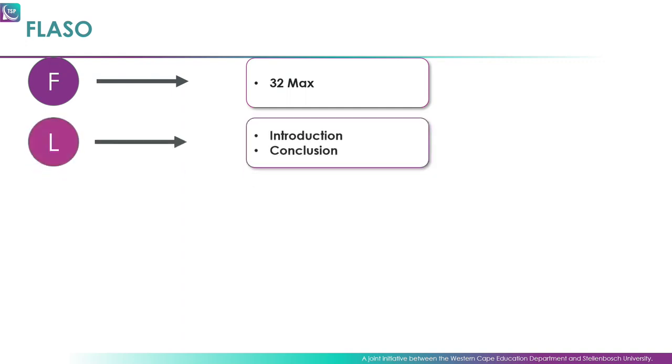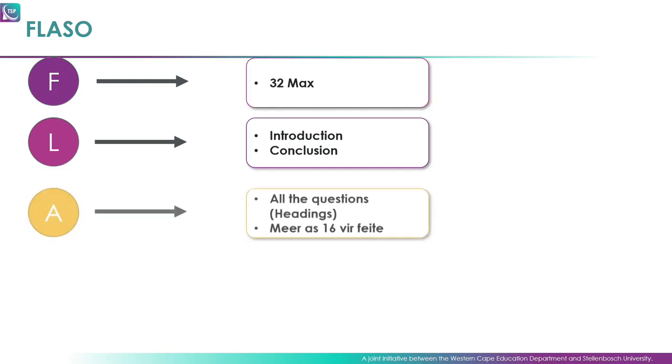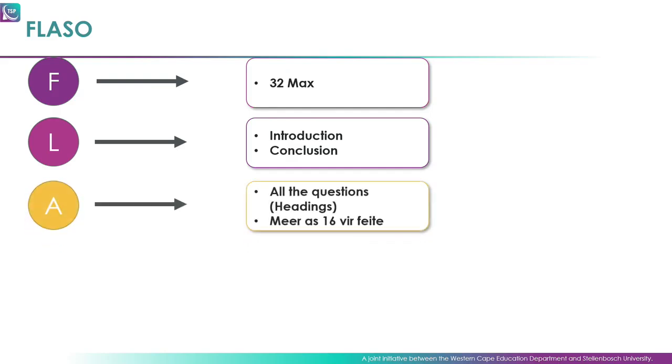L stands for layout. That is, if you had the word introduction there and the word conclusion there and something written underneath, you would get 2 L marks. The next one is analysis. That's the A marks that I've explained to you. It's all the questions that you have attempted, even if you only put the headings there, and you have scored more than 16 marks. Sorry, I see it's still in Afrikaans. I'm very sorry. But if you scored more than 16 for facts, you will get the other A mark.